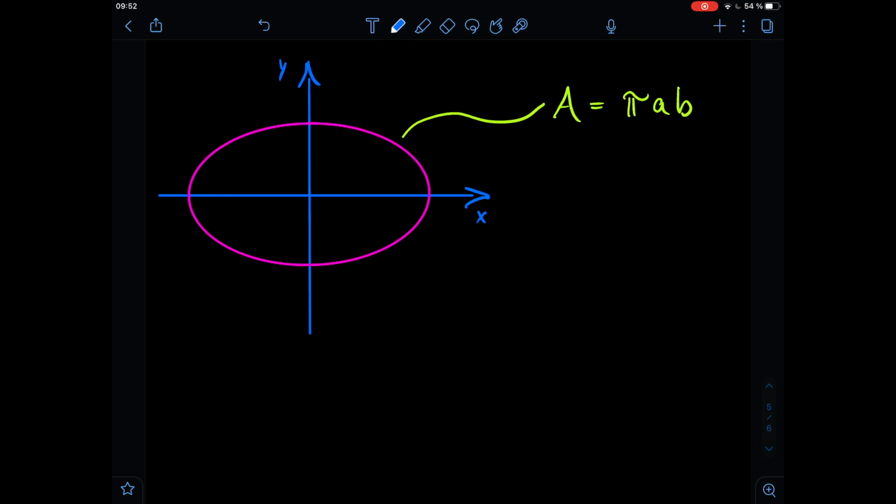Today a little follow-up to the last video where we calculated the area of a circle. Now we're going to calculate the area of an ellipse, which is kind of just like a circle stretched, if you know what I mean.